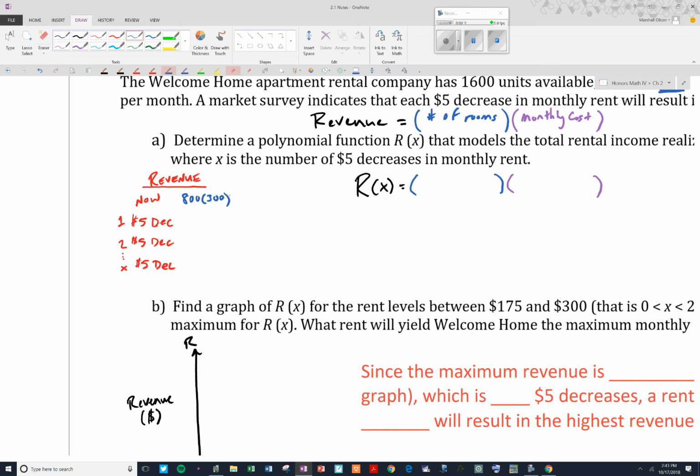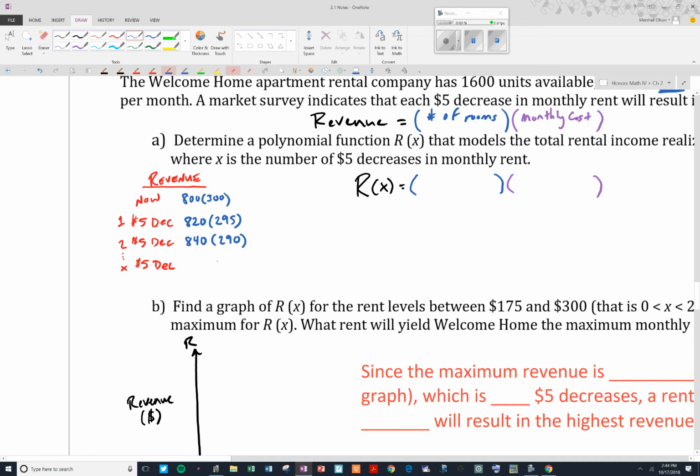If we did one $5 decrease, according to this market survey, we're going to get 20 more rooms. So instead of 800 rooms, we would now have 820. But we're doing a $5 decrease, so instead of 300, we're actually now only charging $295. If we did two $5 decreases, we gain another 20 rooms. That would put us at 840. But now we would only be charging $290 per room. So there's going to be a point where we maximize revenue, and that's what we're going to be looking for.